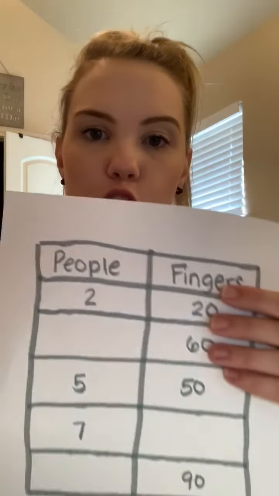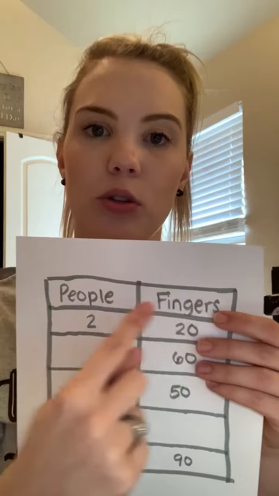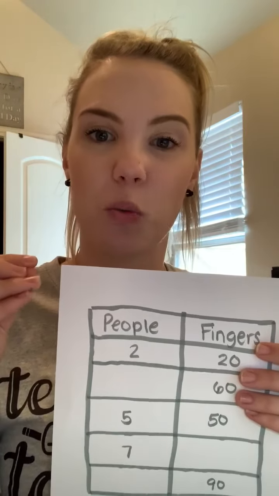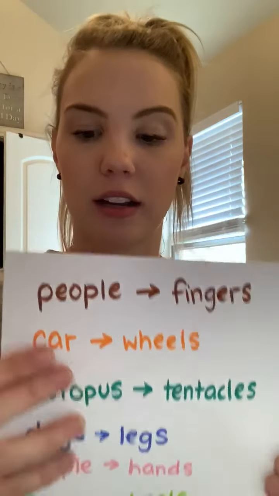The first thing you should always do is look at the headings. And by headings, I mean the two labels at the top. Sometimes it just says in and out or input, output, but sometimes it gives you a clue as to what the rule might be. So some examples of that could be people and fingers. How many fingers do people have? People have 10 fingers, usually.